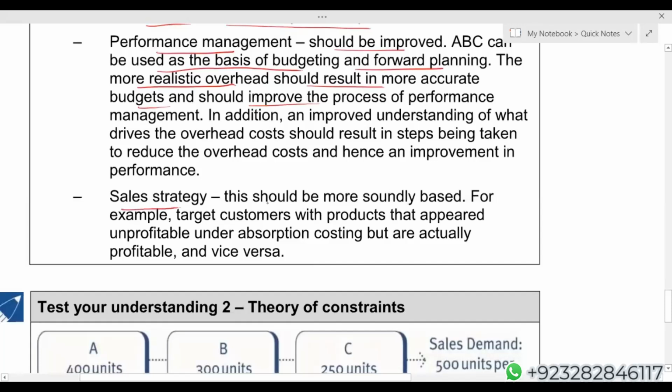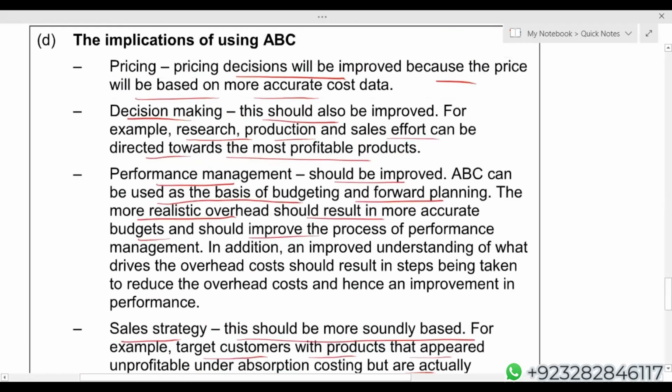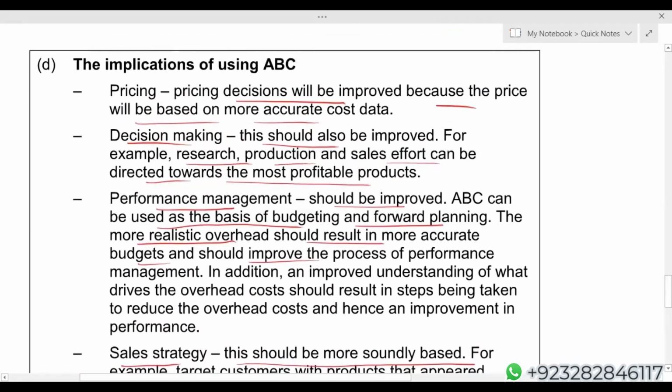Sales strategy, of course, should be more soundly based. For example, target customers with products that appeared unprofitable under absorption costing but are actually profitable, and vice versa. Obviously, your sales strategy will also change. But the implications of using ABC we have already discussed.